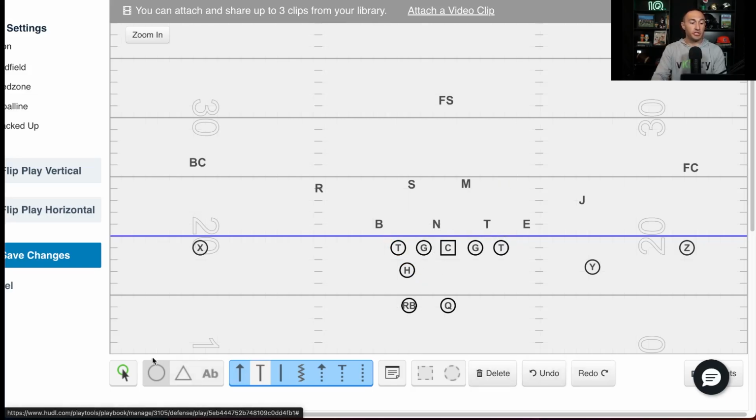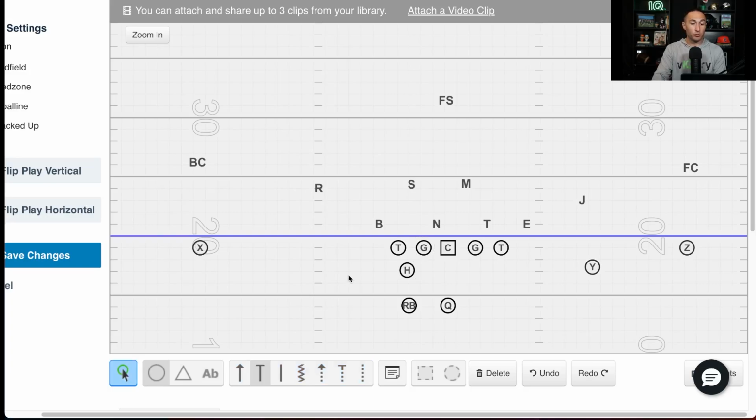And if you're wondering when we run GT counter, well, what happens with this backside end? Again, if he's pulling up and through to kick out, he's leading up and through.